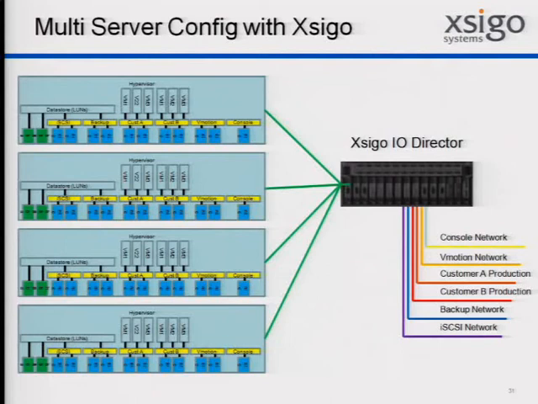With Xsigo, we can do exactly the same thing. We can isolate networks, segregate traffic, and dedicate bandwidth all the way back based on a virtual NIC architecture, just like your physical NIC architecture, but it does it over a single pipe, or 2 pipes for redundancy.